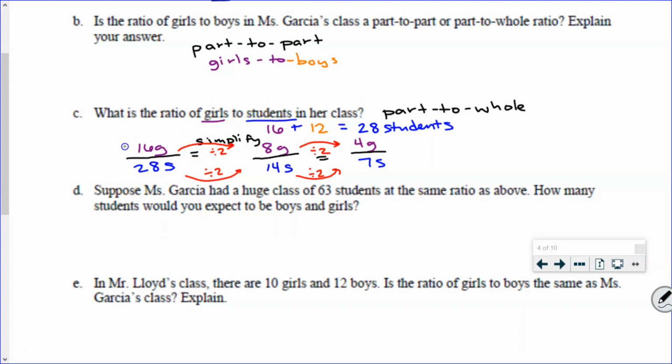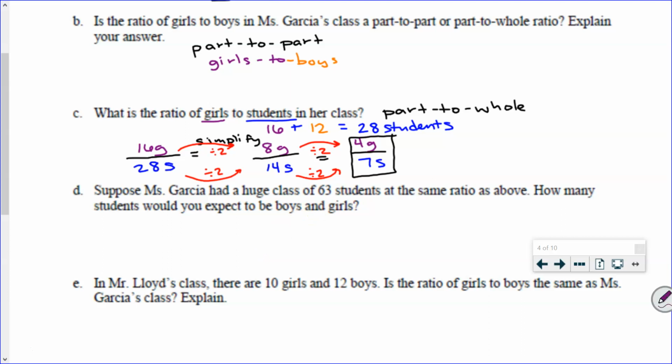So this is the original ratio, yes, but I always like having it be as simple as possible. The simplest ratio is always the best. And now part D, suppose Miss Garcia has a huge class of 63 students at the same ratio as above. How many students would you expect to be boys and girls?